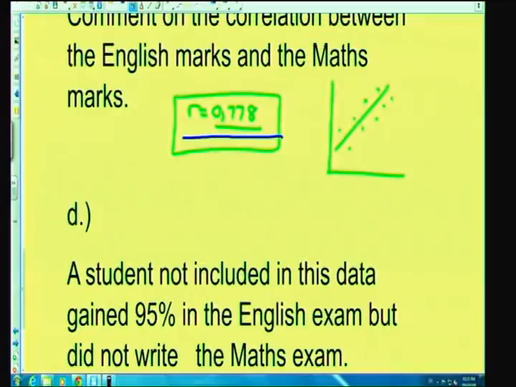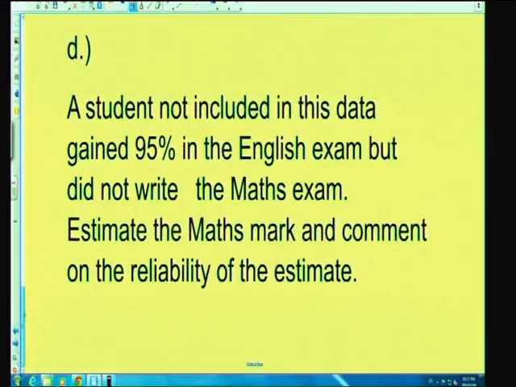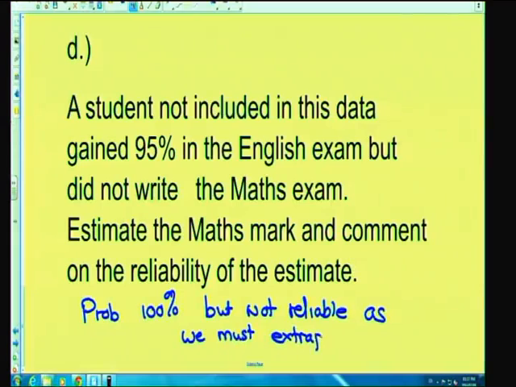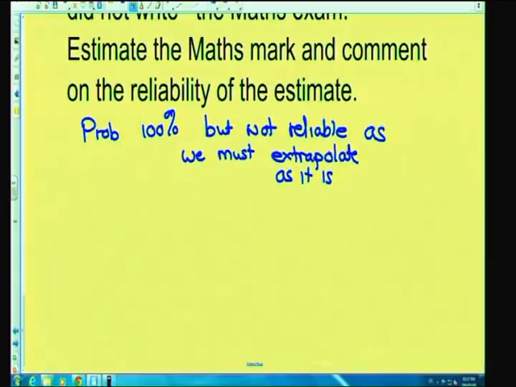So we can say it's not a very good indication, and of course the correlation coefficient tells me that there's room for error, but we can say that they probably would have got 100%, but not reliable, as we must extrapolate, as it is outside our given data.